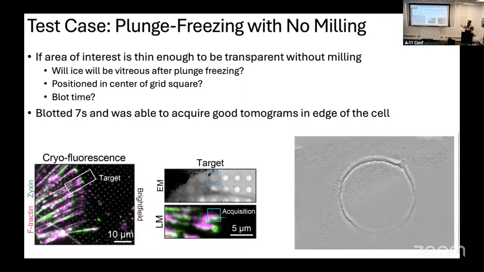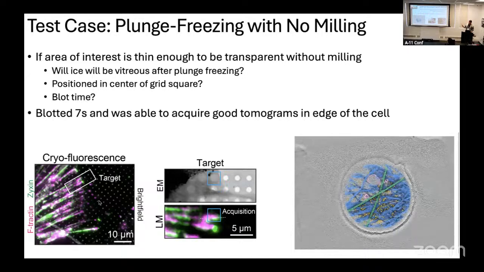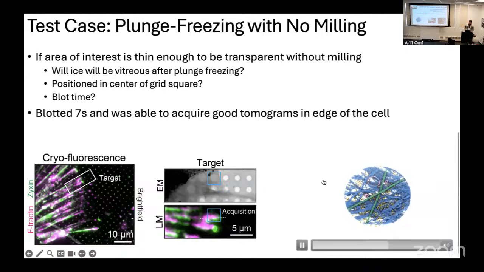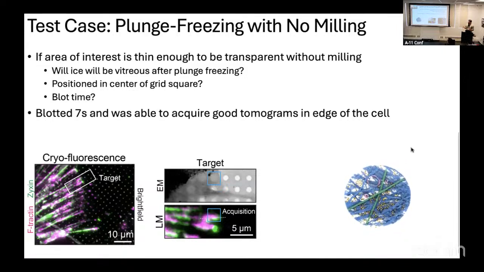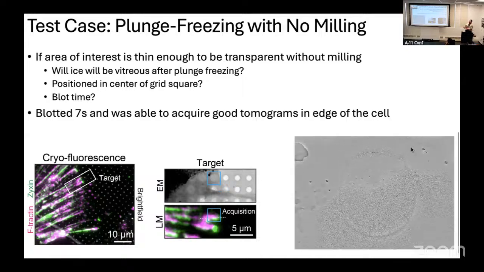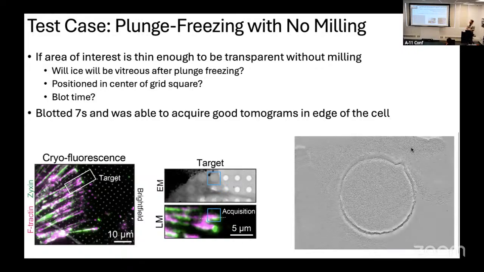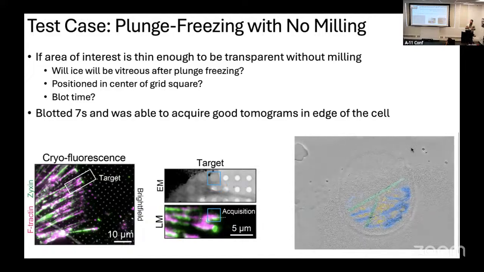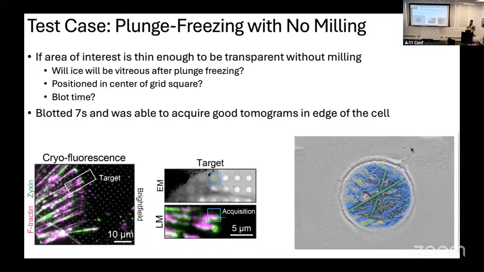This was denoised with CryoCARE and segmented with Dragonfly. You can see that the blue is actin, green is microtubules, purple is membranes, and yellow is ribosomes. You're able to see really good structure. This is the best case where you don't need to mill, and there are some small bacteria that you don't need to mill, but edges of cells. Most of the interesting stuff is not on the edge of the cells or in very small bacteria.